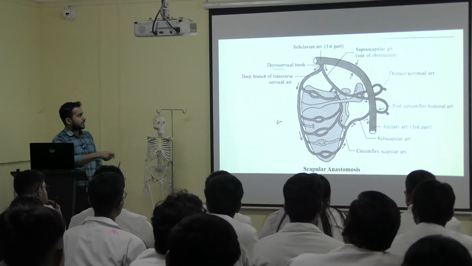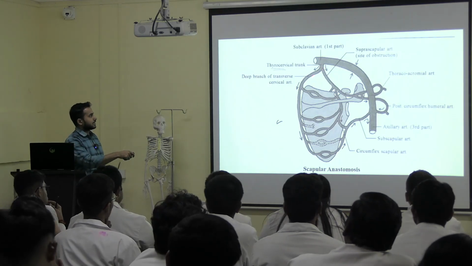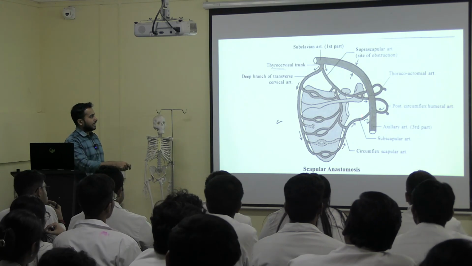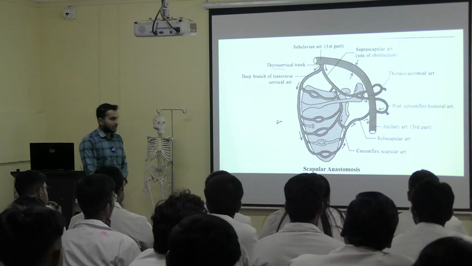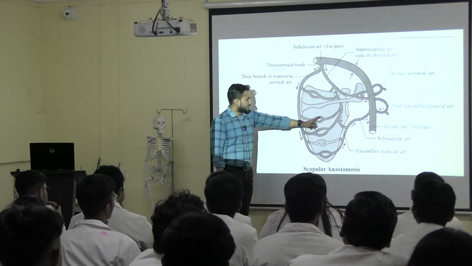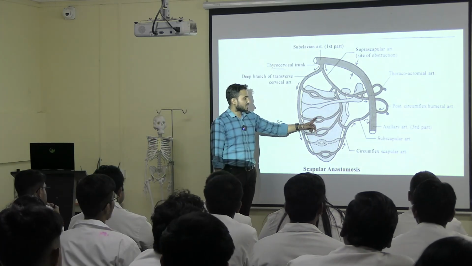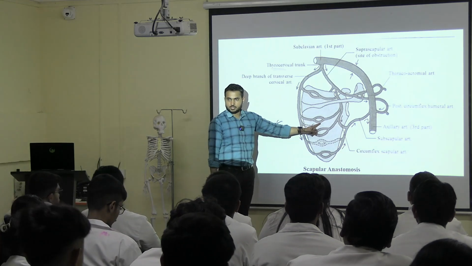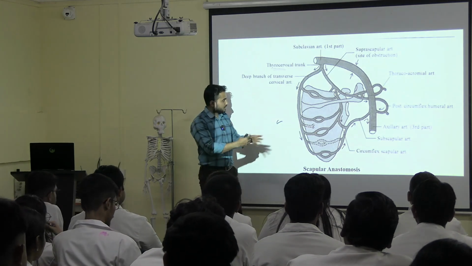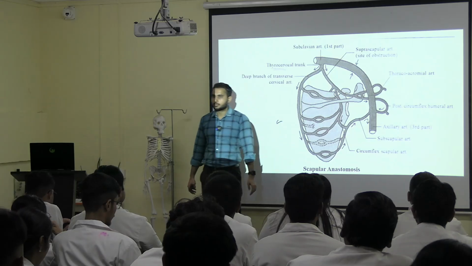ठीक है, so here you can see the first part of the subclavian artery, the branches which are coming out. And from the third part of the axillary artery, the branches which are coming out, they are anastomosing. ये जो symbol दिखाई दे रहा है, can you see one symbol? This is the symbol or sign of anastomosis. So this anastomosis is taking place around the scapula.